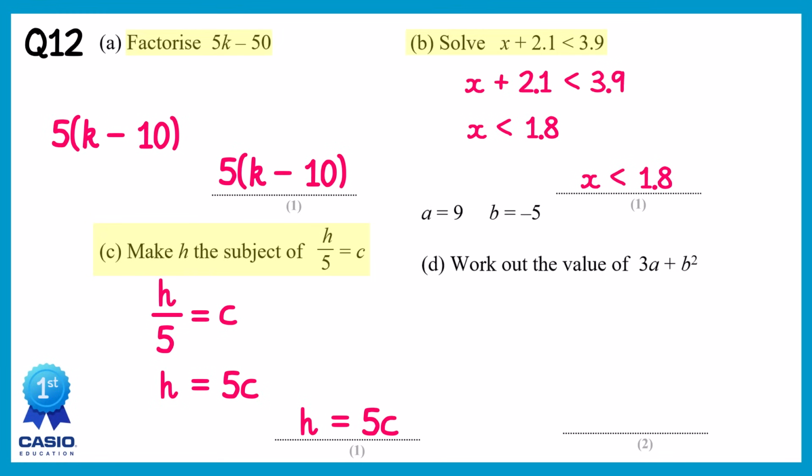In the final part of this question, we've been told that a is 9 and b is -5. We need to work out the value of 3a plus b squared. To do this, we're going to write out 3a plus b squared, but substitute in those values of 9 and -5. So when we have 3a, that's 3 lots of 9. And when we have add b squared, that's add -5 squared. Now, as long as you put that -5 in brackets, you can just type this straight into your calculator, and it will give you the correct answer, 52.